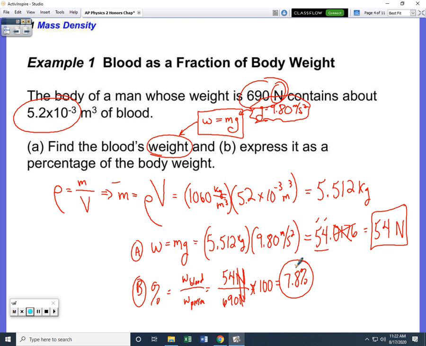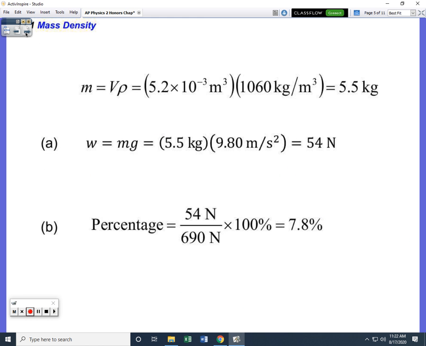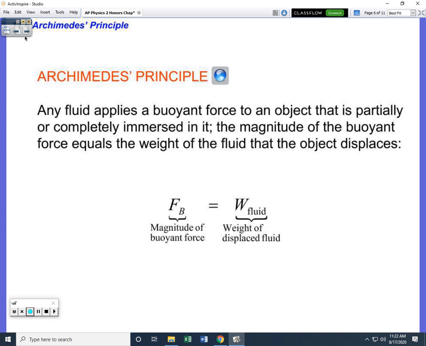So that gives us kind of a practice with the concept of weight, the concept of density, and seeing where we kind of fall. I have these answers still laid out. So they've done the exact same thing: 5.5 kilograms, 54 newtons, and 7.8%. So that's a little bit about density. Next up, we're going to jump into the concept of Archimedes' principle.